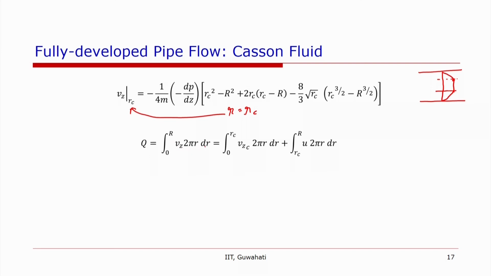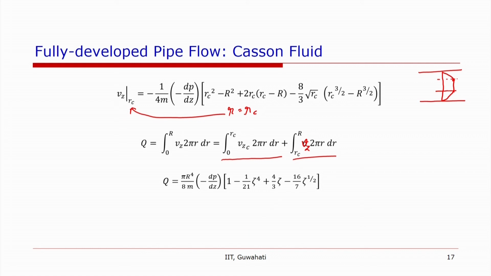Now to obtain flow rate we need to integrate 0 to R Vz 2 pi r dr, and because the velocity profile is different in the core region and in the annular region, we can divide into two parts. First we can integrate 0 to RC Vz c 2 pi r dr, and then we can integrate RC to R, this is Vz 2 pi r dr.